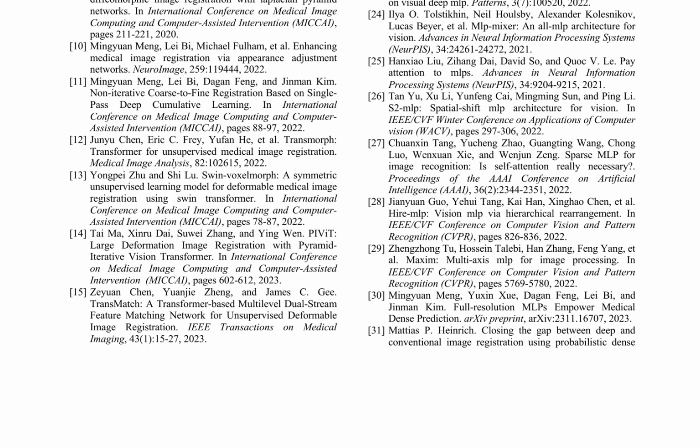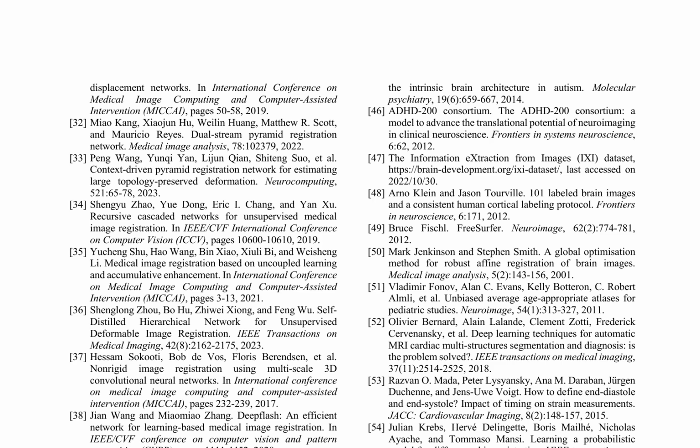Self-attention mechanisms in transformers model complex spatial relationships and long-range dependencies effectively. Multiscale features are essential for capturing both local and global information in image registration, with pyramid networks and multiscale transformers leveraging this concept to improve registration accuracy. Dual-stream networks, utilizing both image intensities and spatial coordinates as inputs, enhance registration performance. Non-iterative coarse-to-fine registration networks reduce computational costs while maintaining accuracy.